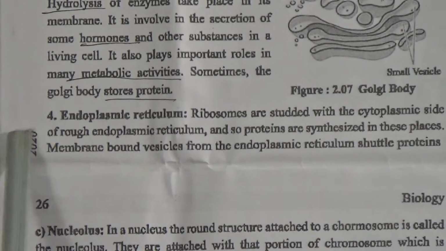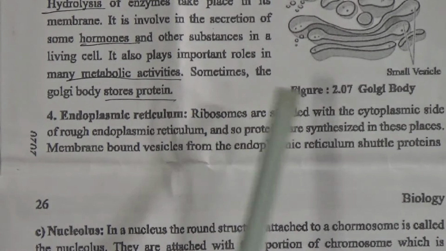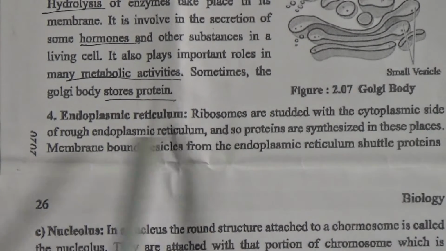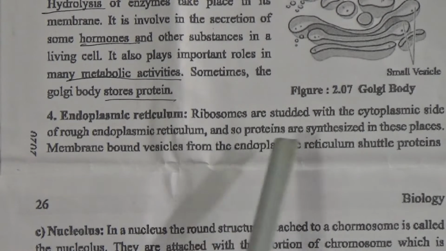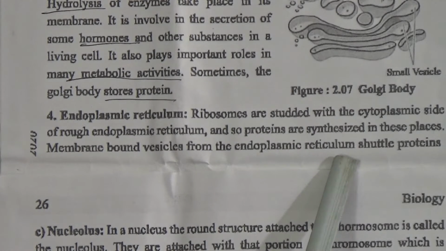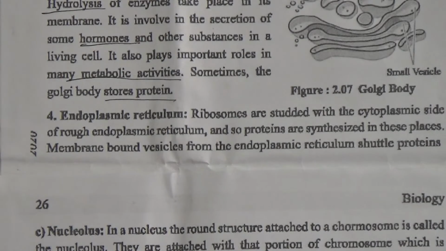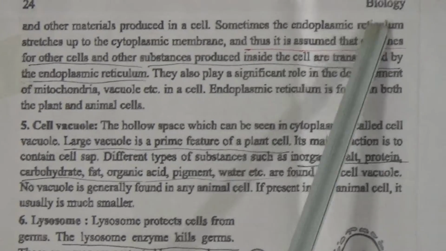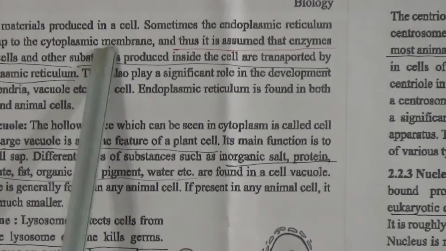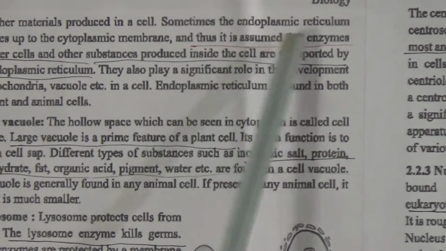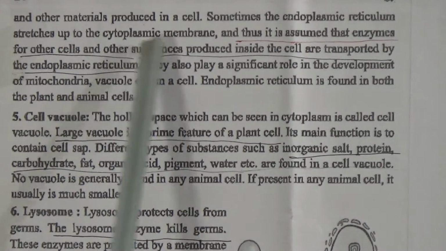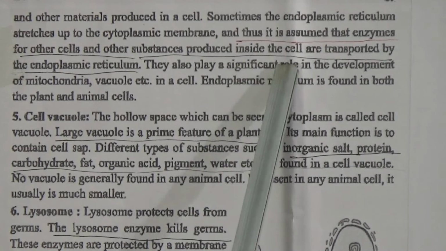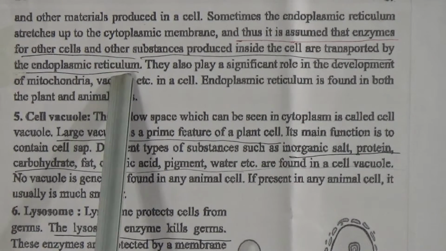Now endoplasmic reticulum. Ribosomes are attached to the cytoplasmic side of rough endoplasmic reticulum, and so proteins are synthesized in this place. Membrane-bound vesicles from the endoplasmic reticulum shuttle proteins and other materials produced in a cell. Sometimes the endoplasmic reticulum stretches up to the cell membrane, and thus it is assumed that enzymes and other substances produced inside the cells are transported by the endoplasmic reticulum.